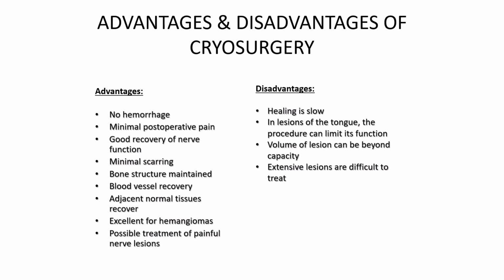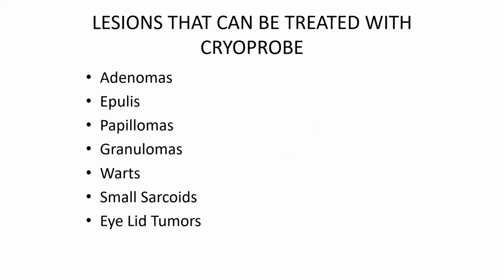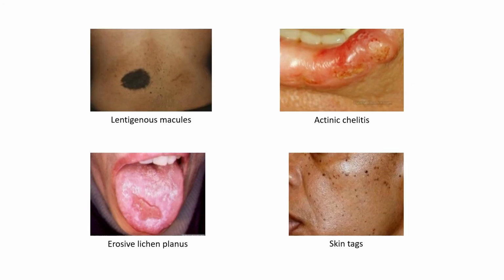And disadvantages: healing is slow. In lesions of the tongue, the procedure can limit its function. Or volume of lesion can be beyond capacity. Extensive lesions are difficult to treat. Lesions that can be treated with cryoprobe: adenomas, epules, papillomas, granulomas, warts, small sarcoids, and eylet tumors. هنا بهاي الصور نقدر نشوف الحالات اللي نقدر نعالجها بالكرايوبروب أو الكرايوسيرجري.